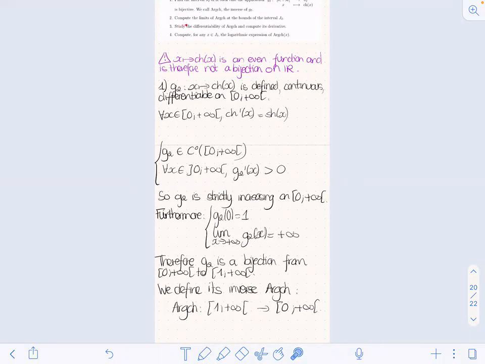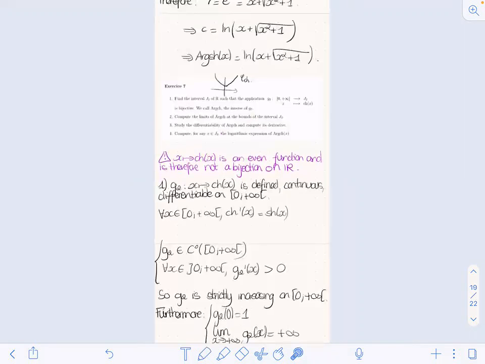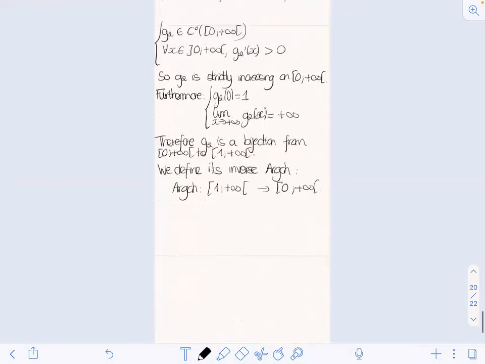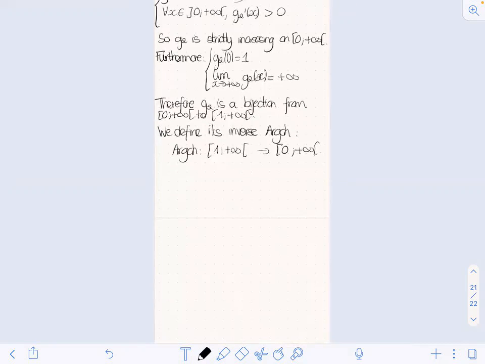Now, what we're going to do as part of the second question, so J2, if I use the notations in the exercise, J2 here, that's 1 plus infinity. And so what we want now are the limits of argch at the bounds of the interval J2. So the bounds of the interval J2 are 1 and plus infinity. So we basically want argch of 1 and the limit at plus infinity of argch. So how can we find argch of 1?